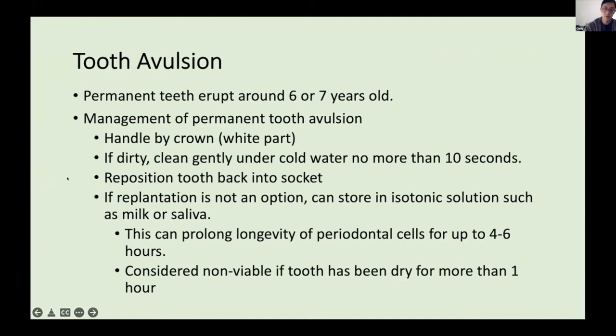If it's a permanent tooth avulsion, you can manage it by, first, making sure you handle it by the crown, which is the white part of the tooth. If it's dirty, you can clean it gently under cold water for no more than 10 seconds. And then you can reposition the tooth back into the socket and put it in place. You can have them bite down on a soft piece of cloth.